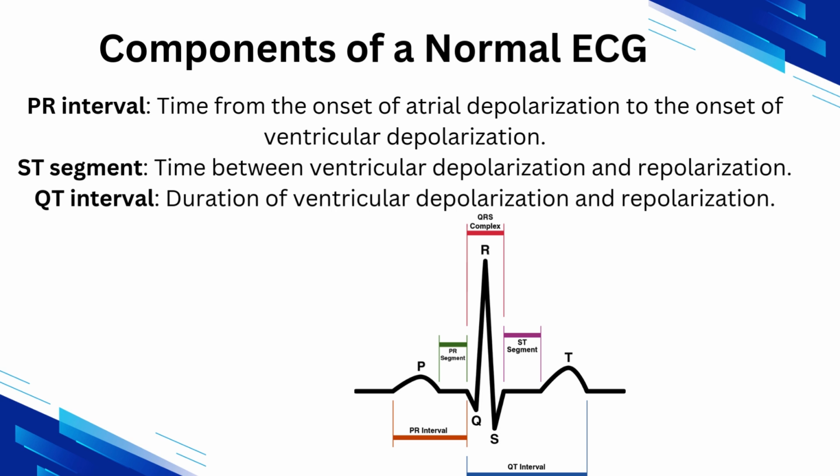PR interval: time from the onset of atrial depolarization to the onset of ventricular depolarization. ST segment: time between ventricular depolarization and repolarization. QT interval: duration of ventricular depolarization and repolarization.